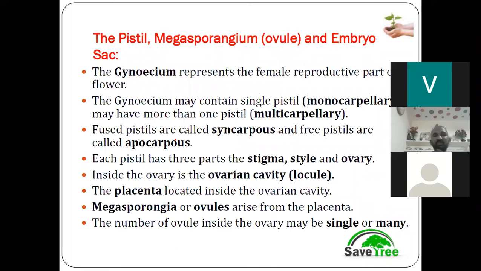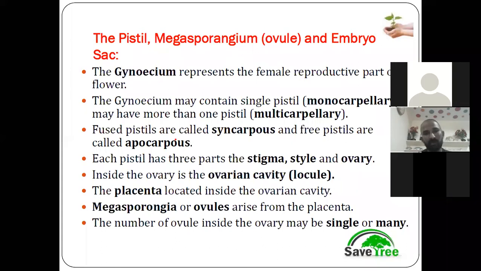These pollen grains are released into the air and they reach the stigma. Before that, the female reproductive organ, which is the gynoecium, is also developed and ready to receive the pollen grains released from the anther. Here the pistil and megasporangium, nothing but the ovule, and also the embryo sac or female gametophyte. We already know that the gynoecium represents the female reproductive part of the flower.